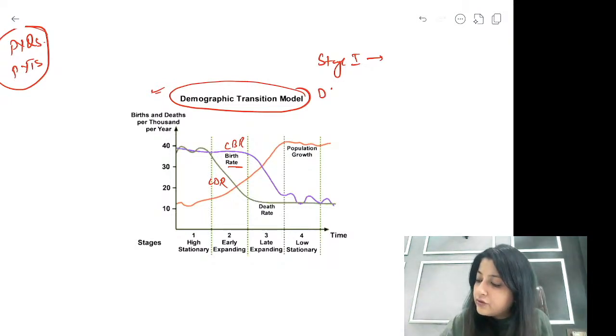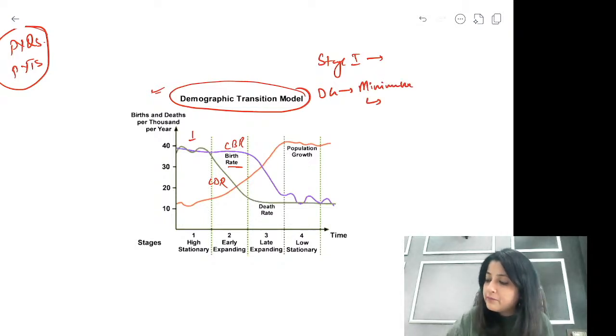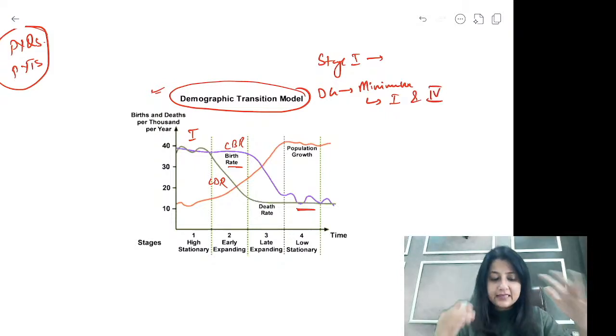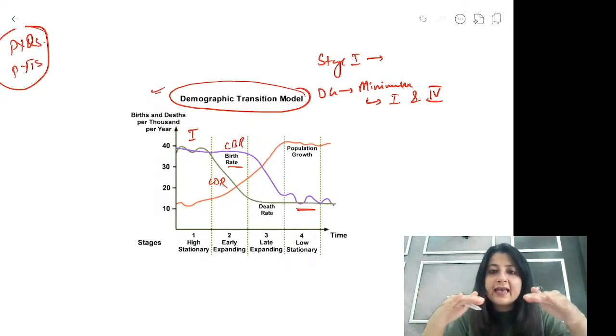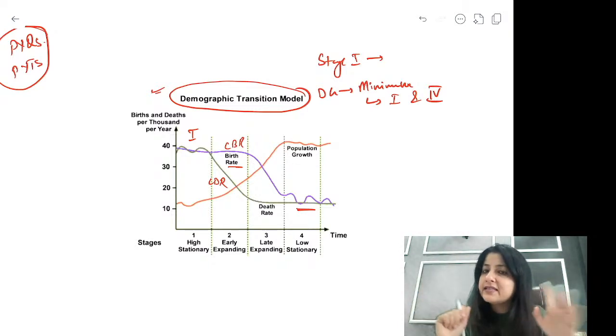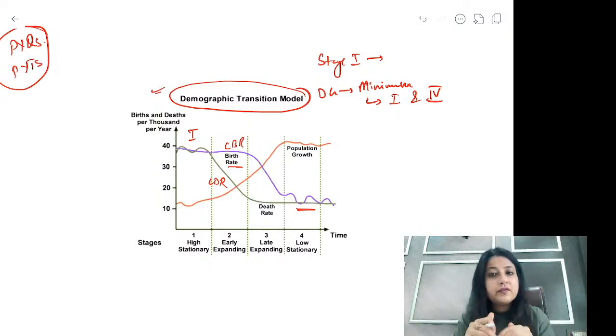So what is happening to demographic gap? Demographic gap is minimum. Where is demographic gap minimum? Stage 1 and stage 4. Here also. Okay, CBR, CDR. All right, both are in stage 1 both are high at the same level, so CBR minus CDR is minimum, and in stage 4 both are low, so it is minimum.